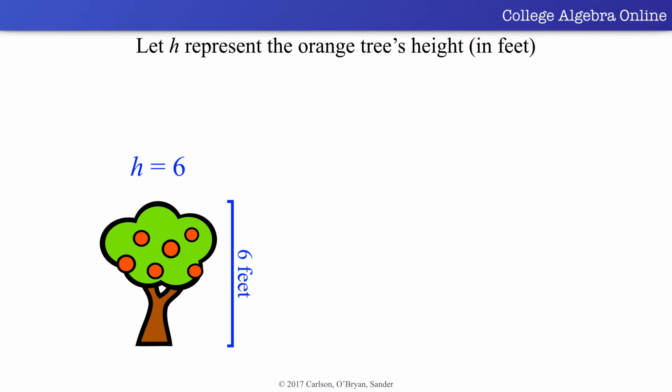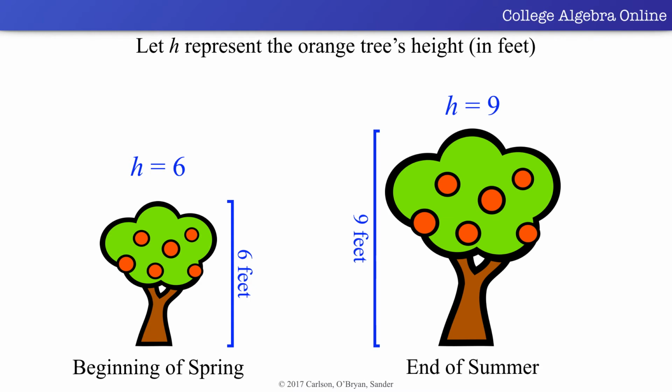Suppose Allison measures the tree at the beginning of spring and it is 6 feet tall, represented by h equals 6. At the end of summer, Allison measures the tree again and it is 9 feet tall, represented by h equals 9. What was the change in height?